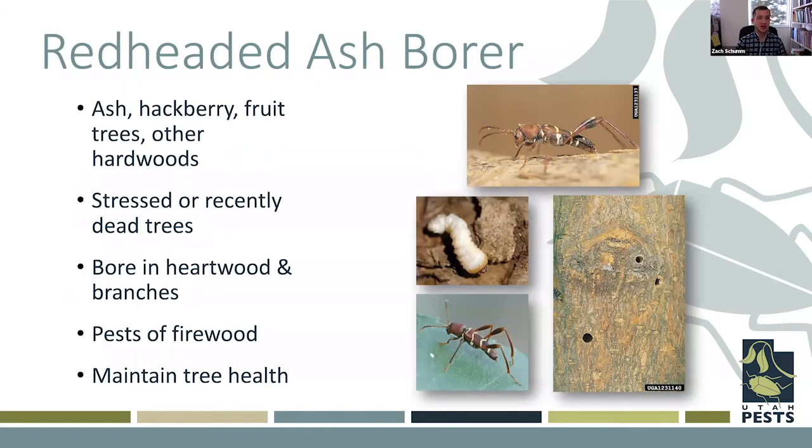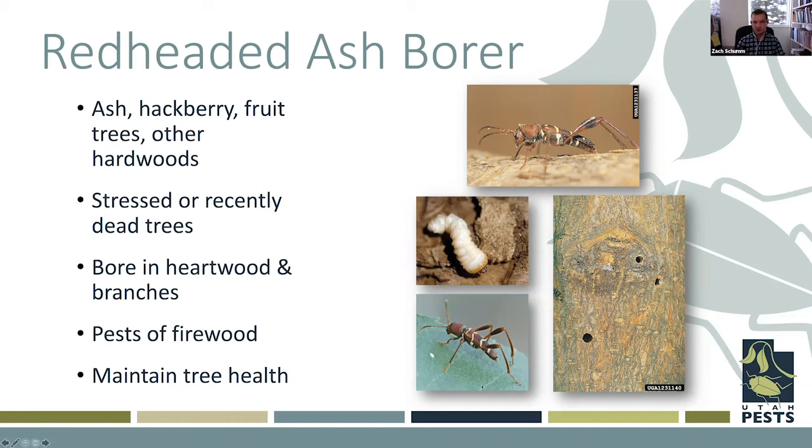So the first one is the red-headed ash borer. This can attack ash, hackberry, other hardwoods and fruit trees. And they really love, like many pests, stressed or recently dead trees. These will bore into the heartwood, and they can also be pests of firewood. This insect is a type of longhorned beetle, so it's in the same large order as the emerald ash borer. It is a type of beetle, just like the emerald ash borer. However, it is in a different family, so it behaves a little bit differently.